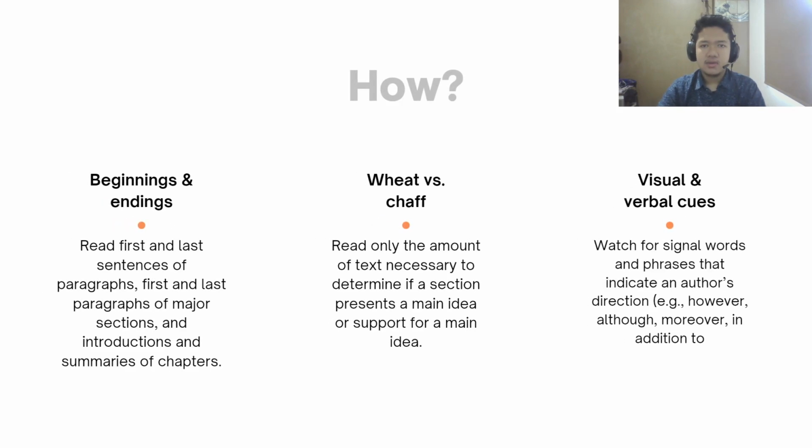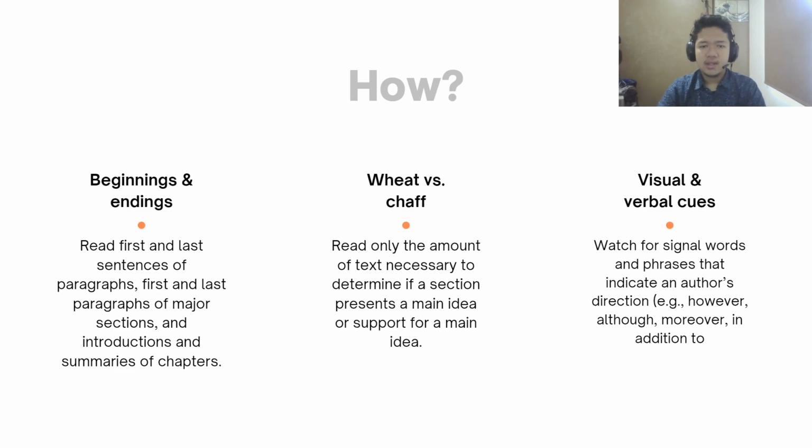And how to do skimming? First is beginnings and endings. Read the first and last sentence of paragraphs, first and last paragraphs of major sections, and introductions and summaries of chapters.